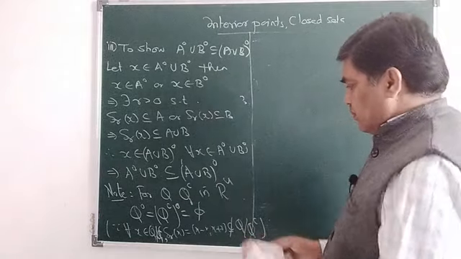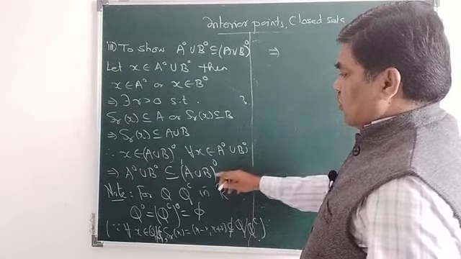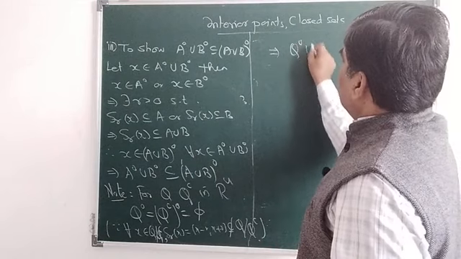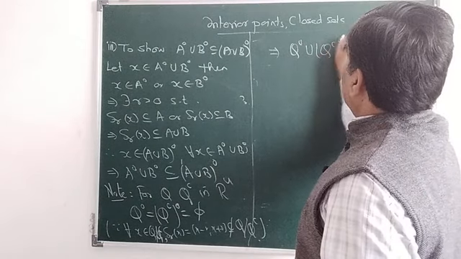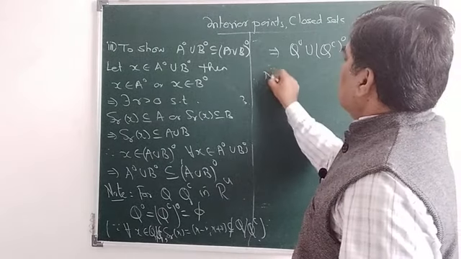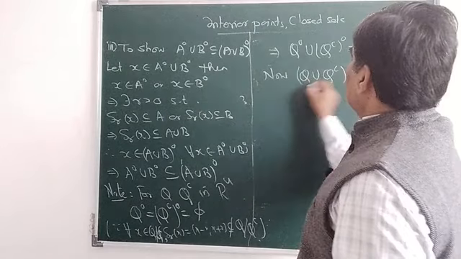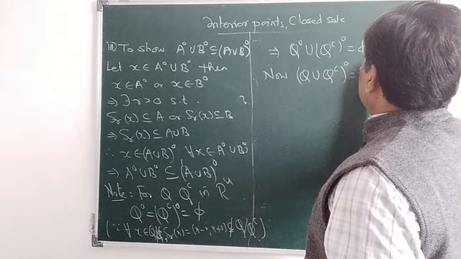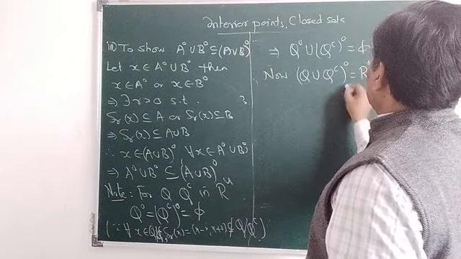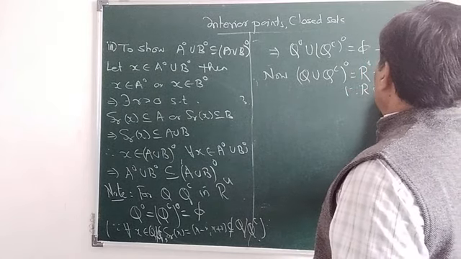Now, this implies (Q interior) union (Q complement interior) is equal to phi. (1) Now, (Q union Q complement) interior is equal to R interior, which is equal to R, since R is open in R_U.